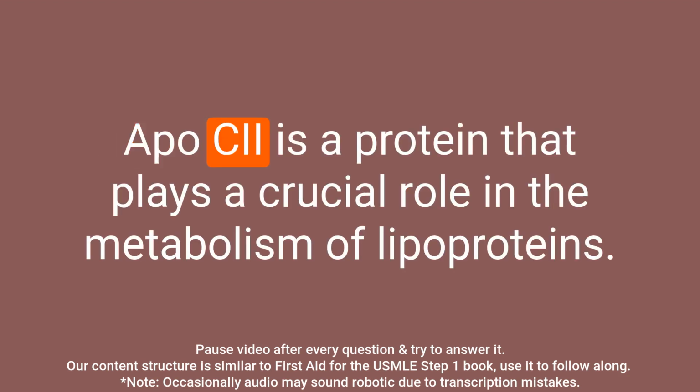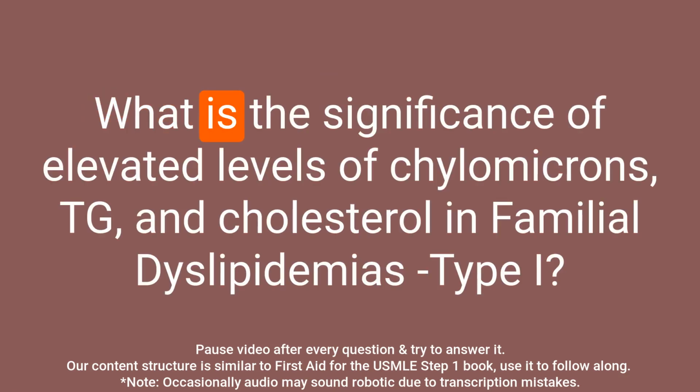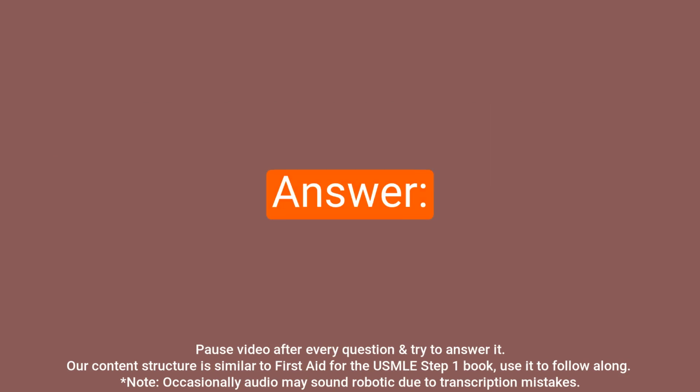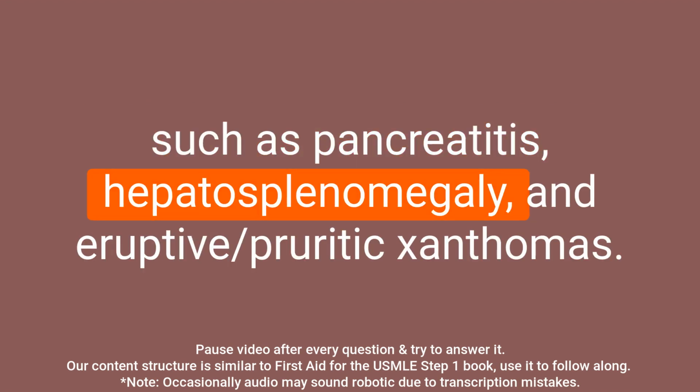Question: What is APO102 and its role in familial dyslipidemias type I? Answer: APO102 is a protein that plays a crucial role in the metabolism of lipoproteins. In familial dyslipidemias type I, there is a deficiency in APO102, which leads to the accumulation of chylomicrons and other lipids in the blood. Question: What is the significance of elevated levels of chylomicrons, Tg, and cholesterol in familial dyslipidemias type I? Answer: Elevated levels can lead to various clinical manifestations, such as pancreatitis, hepatosplenomegaly, and eruptive, pruritic xanthomas.